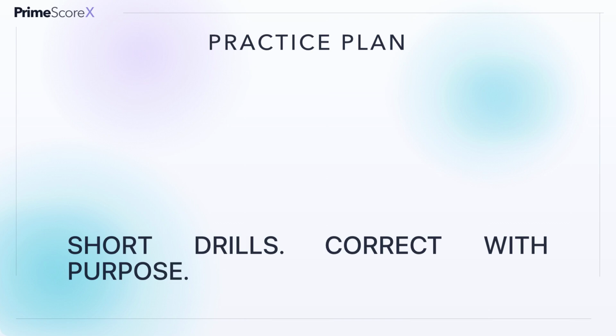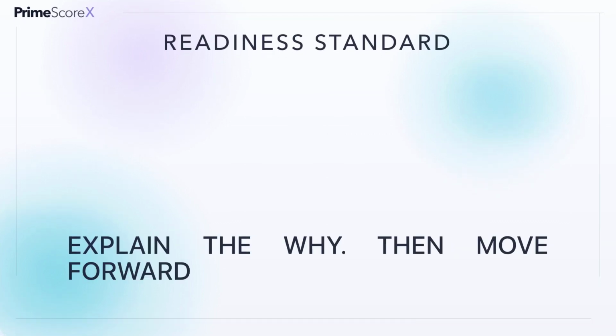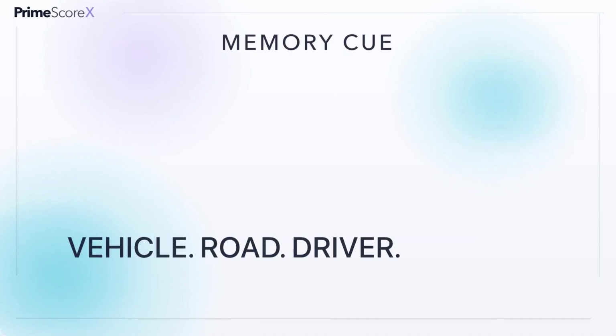Practice in short, focused sets. After each set, separate wrong answers into categories: content gap, reading error, rule confusion, number error, or judgment error. This turns practice into improvement. Random repetition without correction only repeats the same weakness. You are ready to move forward when you can explain why an answer is correct without looking at the choices.